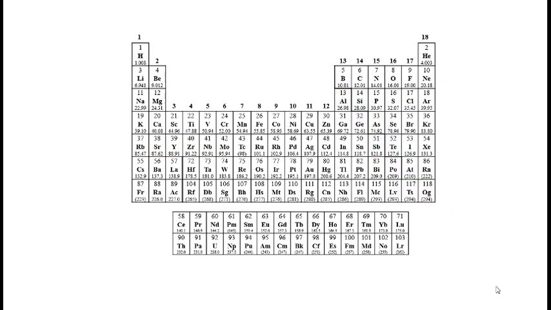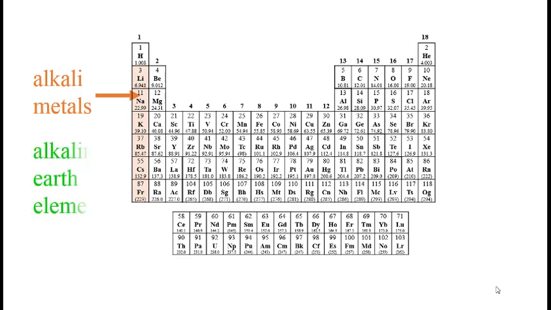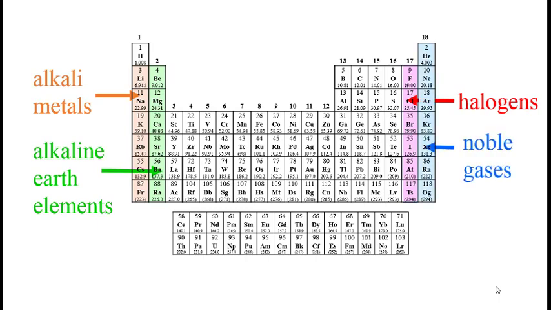Some of the groups on the periodic table have specific names that we should know. Group 1 elements, other than hydrogen, are referred to as the alkali metals. Group 2 elements are called the alkaline earth elements. Group 17 elements are referred to as the halogens, and Group 18 elements are known as the noble gases.